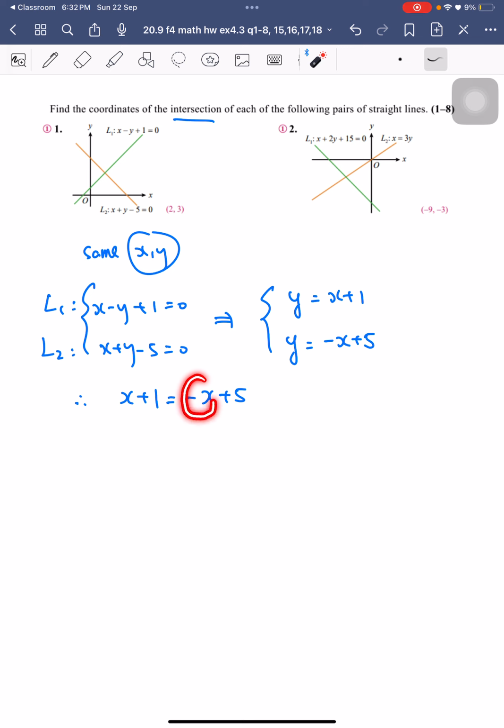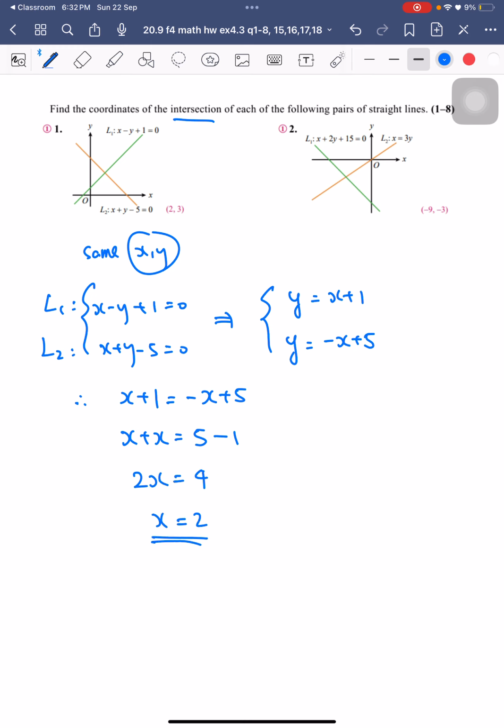I want to move the x terms together, so I move the minus x to here and it becomes plus. So x plus x is equal to 5 minus 1. I move this positive 1 to here and it becomes minus. So now x plus x gives me 2x equal to 4, so that x is equal to 2.